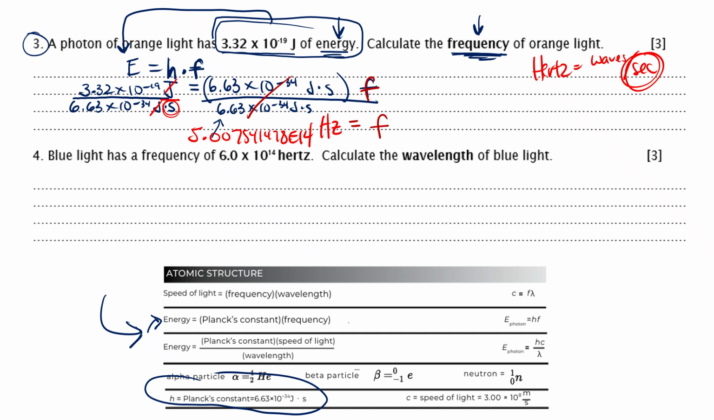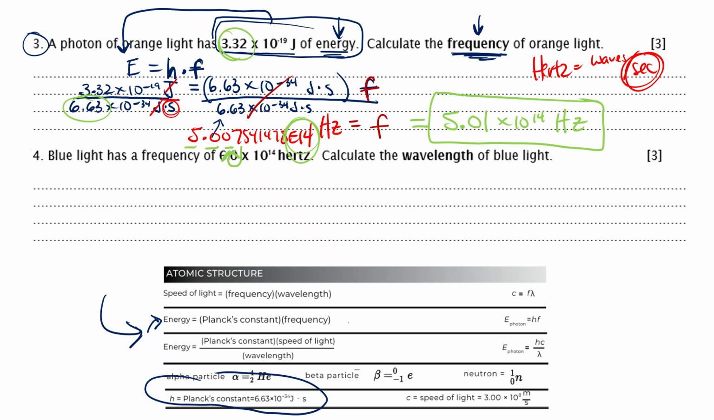Let's do a sig fig check. How many do we get to keep? Well, I've got 3 here, and I've got 3 in Planck's constant, so we're going to keep 3. We're going to round that 7 up, which turns that 0 into a 1. So we're going to get 5.01. Don't forget your scientific notation, times 10 to the 14th, and our unit label is going to be hertz. 5.01 times 10 to the 14th hertz is the frequency of this orange light.